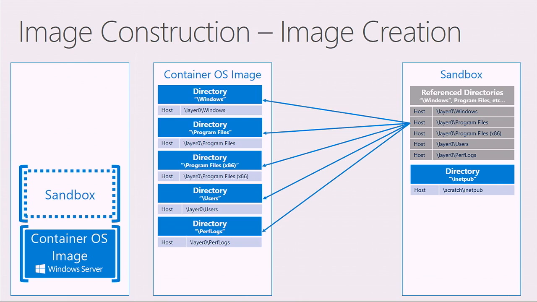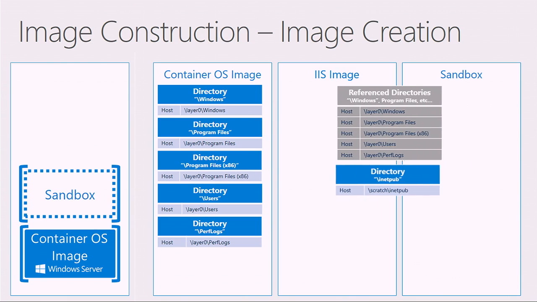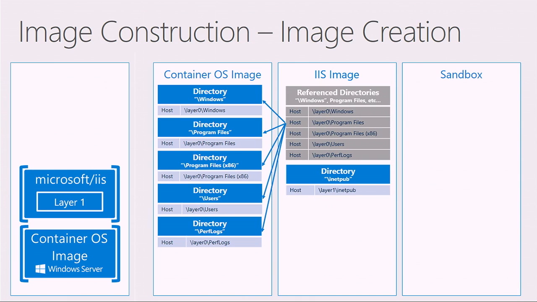When we stop the container, we can then do what we call a commit. And what a commit does is it moves all of that information from the sandbox over to a new image. And now that's a read-only image. That is now a read-only image of IIS in this example. And so all of the pointers still point back to where the container OS image is, and we still have a real directory located there, right?